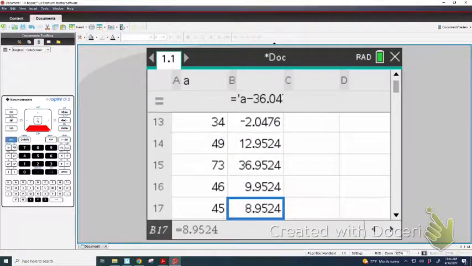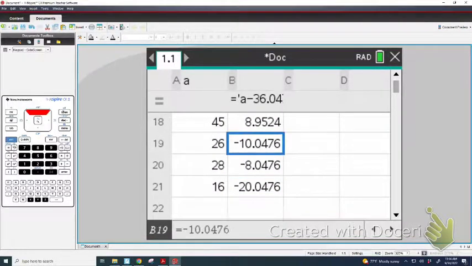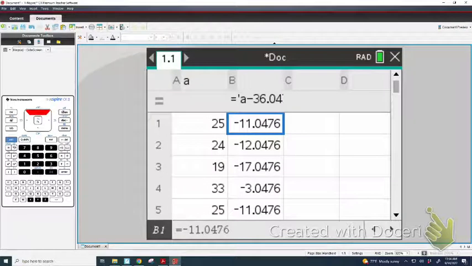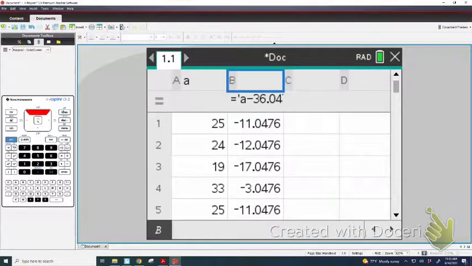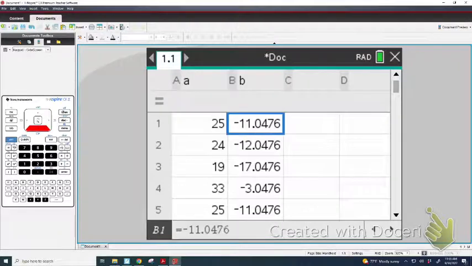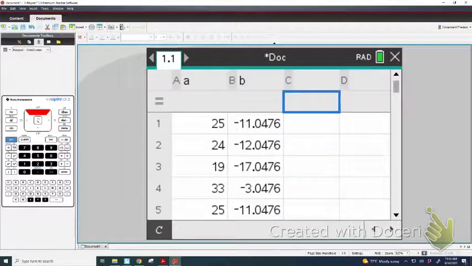All I'm doing is proving that 1-Var Stats is right. You don't have to do this. So those are deviations, just subtracting the mean. I want to square all those deviations. So I'm going to take this list of deviations and square them. So B squared.